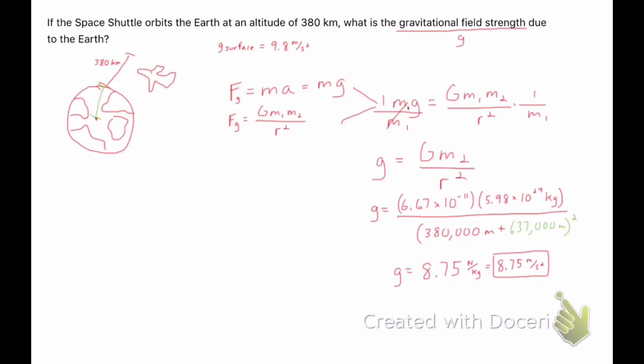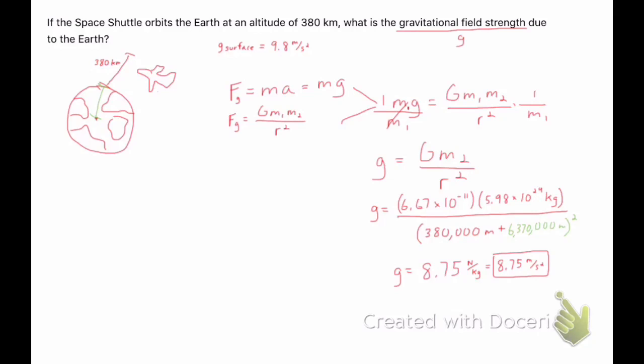I just want to fix this typo before we move on. The radius of the Earth is 6,370,000. So I just want to make sure we know that. It's on our reference table. But the right answer is 6,370,000 meters is the radius. So the distance between the space shuttle and the center of the Earth would be the altitude, which is 380,000 meters, plus the radius of Earth, which is 6,370,000 meters. You add those together, that's the distance between the two objects' centers.